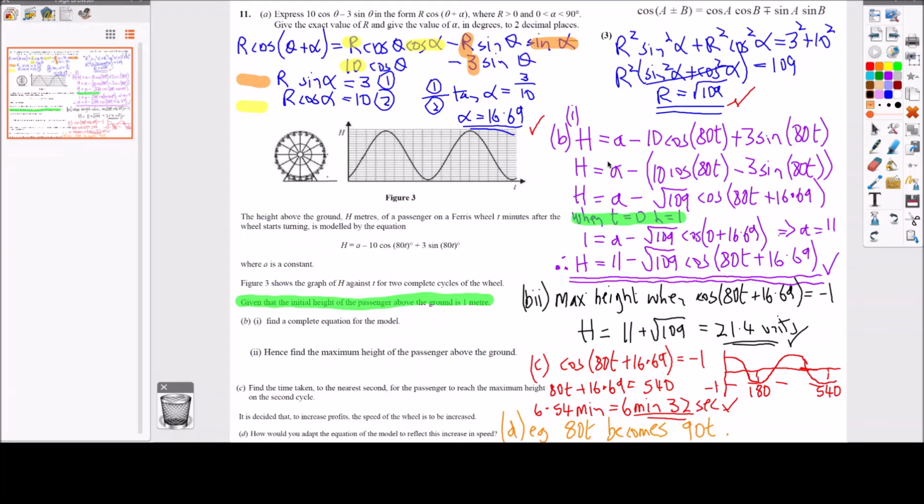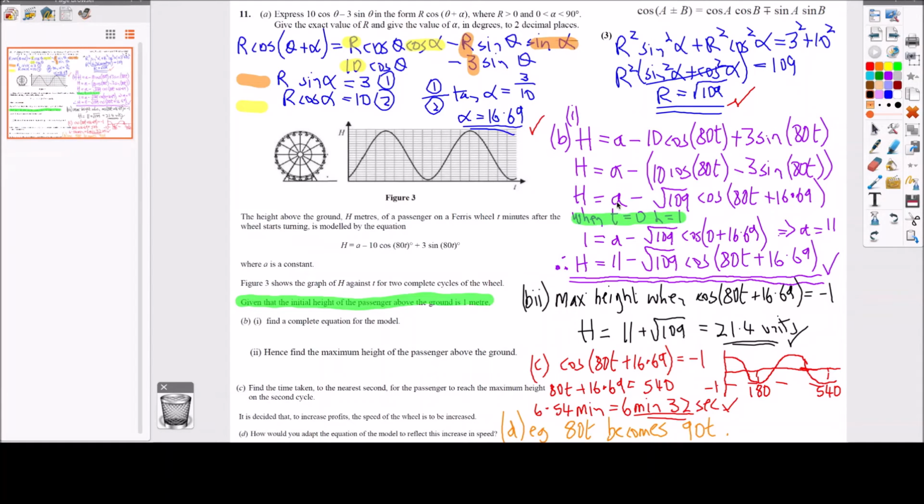So part B. Start off by just copying out the question, and then I've just rearranged it to make it compatible for part A. So I've just popped this bit in brackets over here. So we're now minusing an open bracket, a minus sign in the middle, and then a closed bracket at the end. And then this allows us to substitute in what we discovered in part A, where we got R being root 109 and alpha being 16.69. And of course, we're replacing theta with our 80t. So just make sure you're comfortable with that third line there.